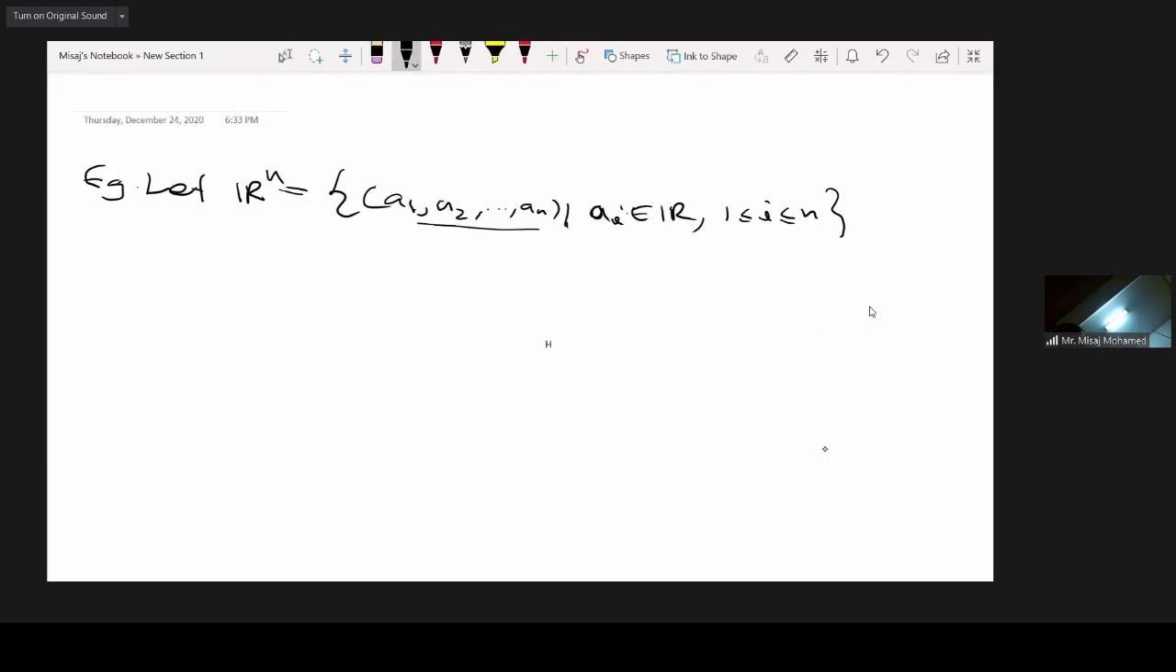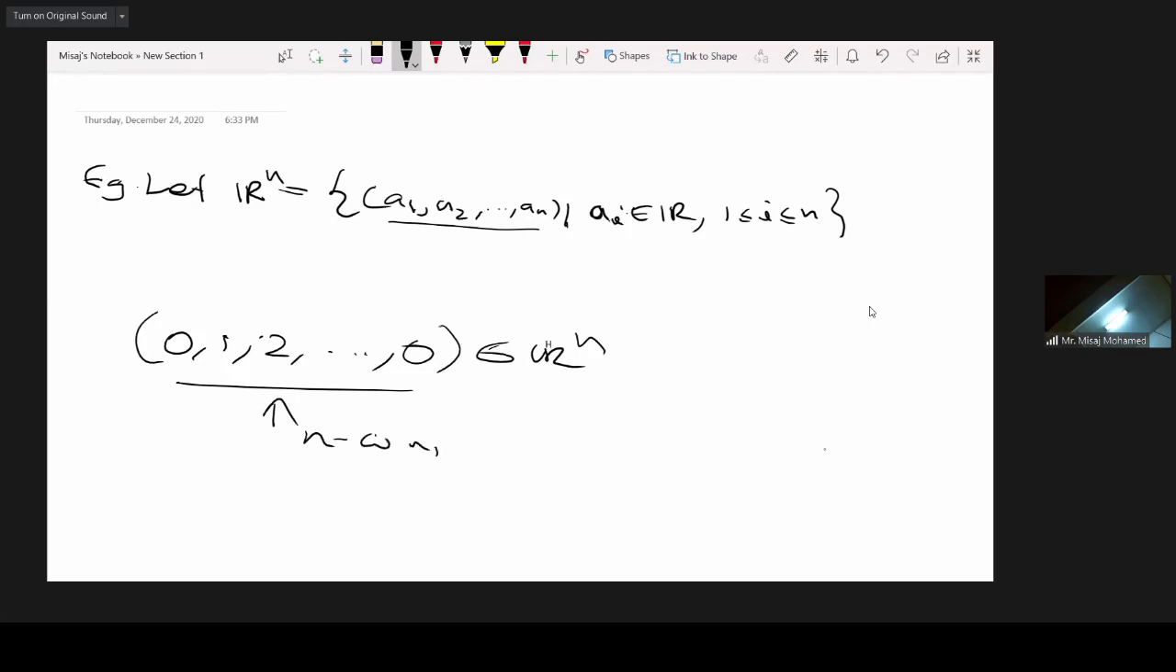So every element of the set is like this: a1, a2, a3 up to an. For example, just one example: 0, 1, 2, 3, and so on. This is one element, no? n components are here. This is an element of Rn, right? n components are here.